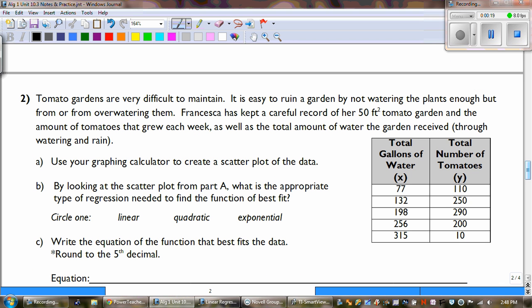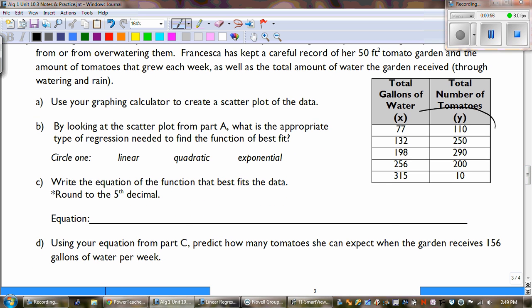Alright, number 2. It's talking about tomato gardens, and they are very difficult to maintain. I'm not sure if you knew that or not. I sure didn't. It is easy to ruin a garden by not watering the plants enough, but also from overwatering them. Francesca has kept a careful record of her 50 feet squared tomato garden, of the amount of tomatoes that grew each week, as well as the amount of water the garden received through watering and the rain. It says use your graphing calculator to create a scatter plot of the data.